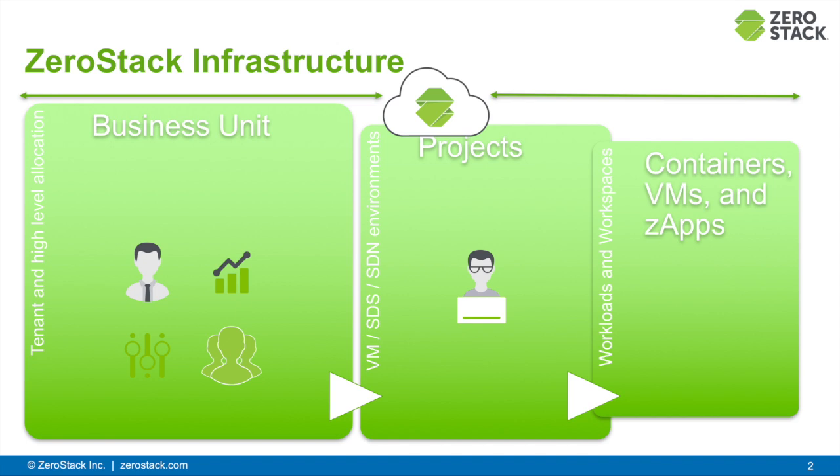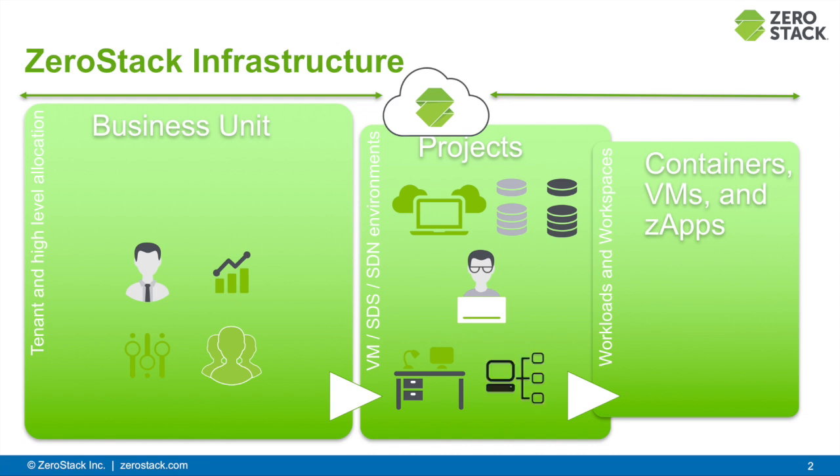Inside of projects, we can allocate resources to users and also implement further quotas. In other words, how many virtual machines a developer can launch, or how much memory or storage they can consume. Inside of a project, we can allocate storage, numbers of virtual machines to be launched, security, and access to external clouds like AWS and Azure, as well as implement software-defined networking.